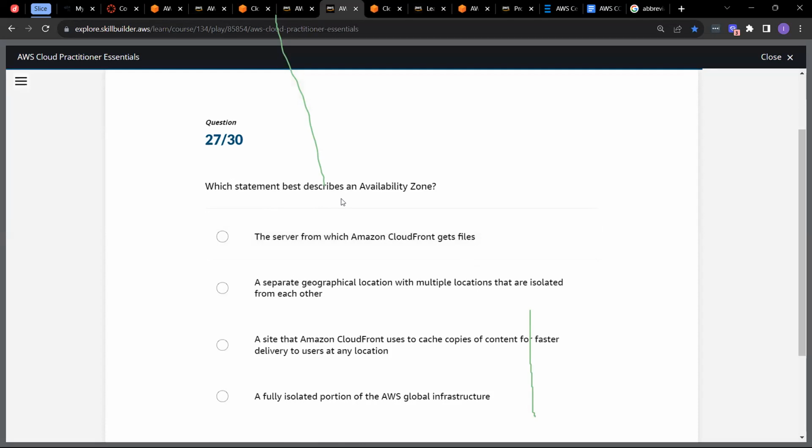Which statement best describes an availability zone? Hey, this one, Judith, come and answer. Judith, come and answer.